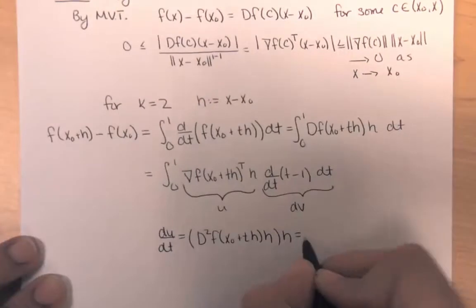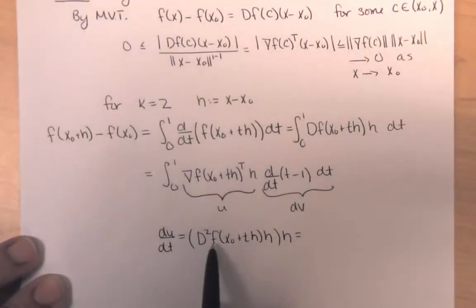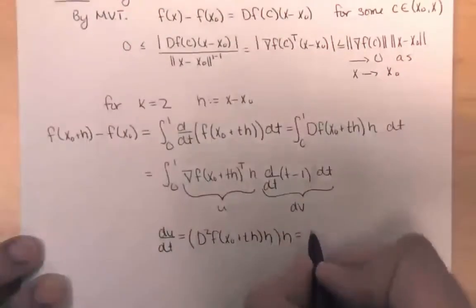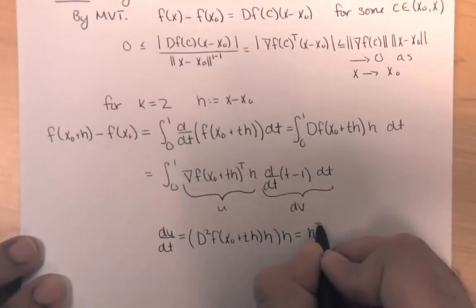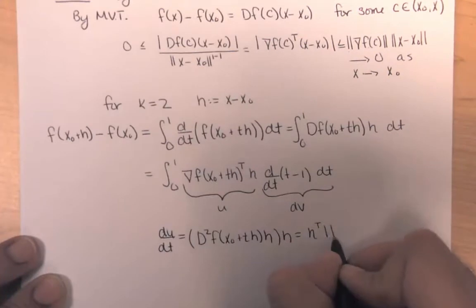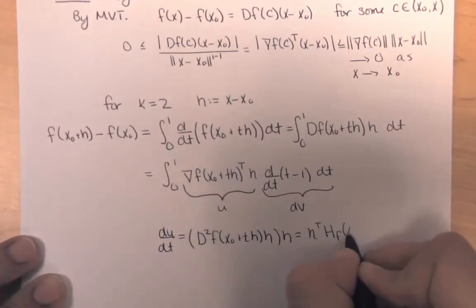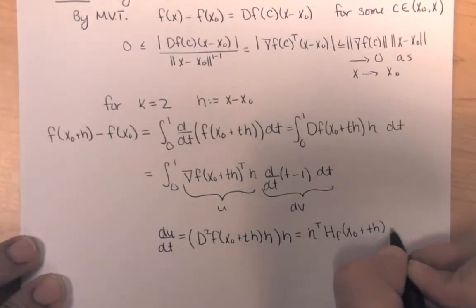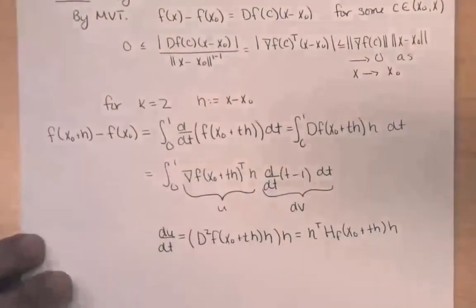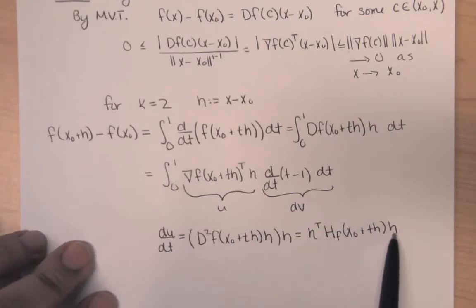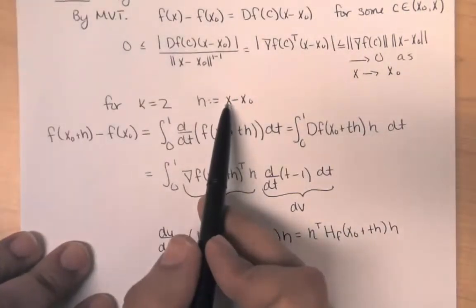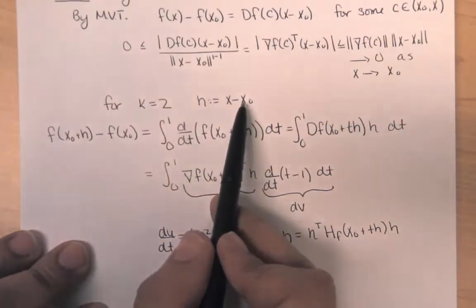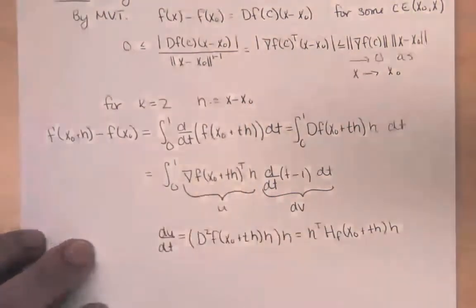Which, by the way, is just a bilinear map of h and h. This is just h transpose times the Hessian of f at x naught plus th times h. And remember, h is basically the vector giving me the difference between x and my Taylor anchor, is the way I like to think of x naught.